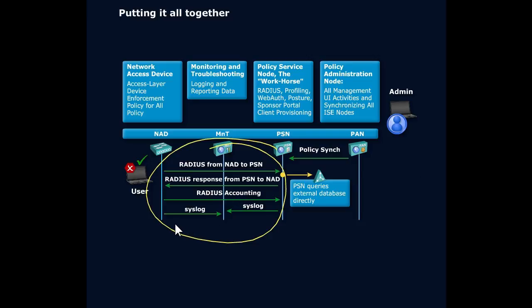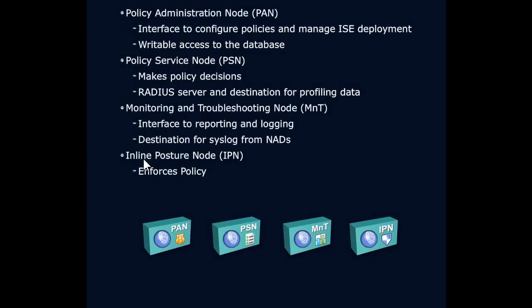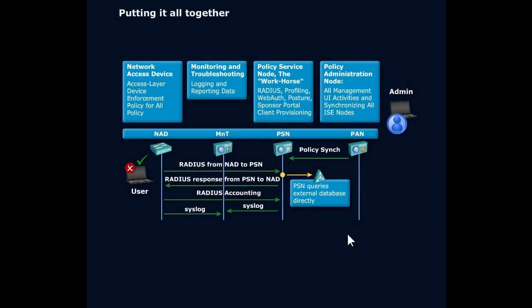Again, syslog messages from the network access device or the policy service node can be stored here in the monitoring and troubleshooting node of ISE. Again, notice in this case, we don't see the use of this last guy right here, the inline posture node. So that's the exception to the rule. Standalone node only used when you need a representative in a remote network that you don't have access to. But the whole point is I have to get to that network to check to see if I can have access to the network. So this is going to provide that representation, that kind of bouncer at the front door.